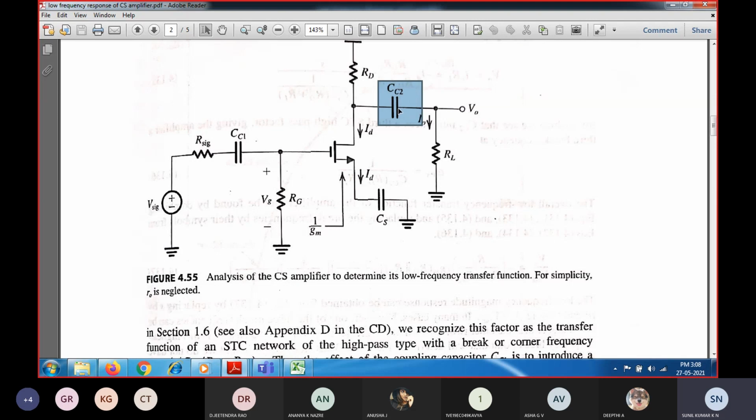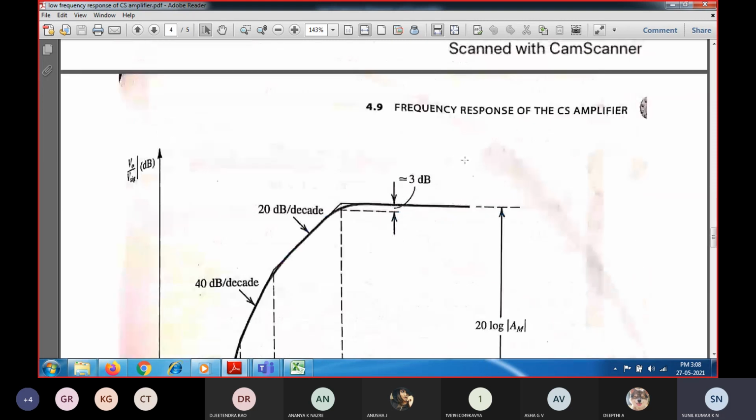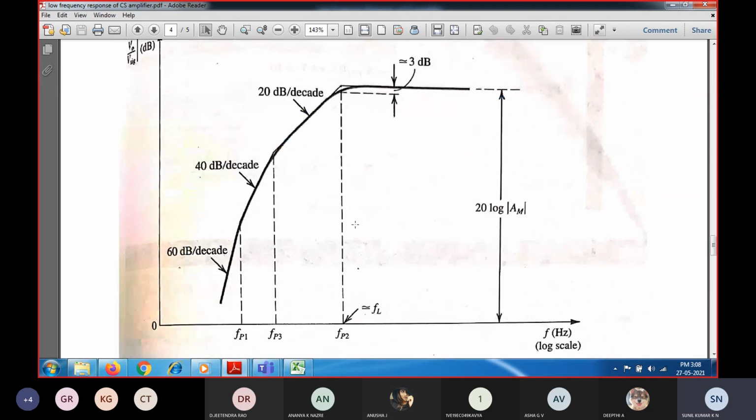So I will be getting 3 dB frequencies. Because of CC1 I'm going to get one 3 dB frequency, because of CS another 3 dB frequency, and because of external coupling capacitor 2 another 3 dB frequency. Because of these three capacitances I'm going to get three 3 dB frequencies, and I'll show the graphical analysis as well, so that you will come to know why. This is one 3 dB frequency, this is another, and this is another: FP1, FP2 and FP3.